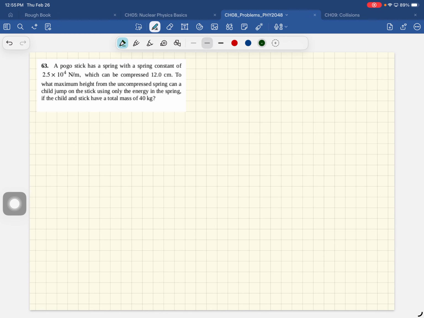Okay. So I'll do a simplified diagram. So here is the compressed pogo stick. And we want to know how high can the child jump. Okay. So in this situation, there are two conservative forces acting. The spring force and gravity are acting. Okay. And there are no non-conservative forces acting, so mechanical energy is conserved. Okay.